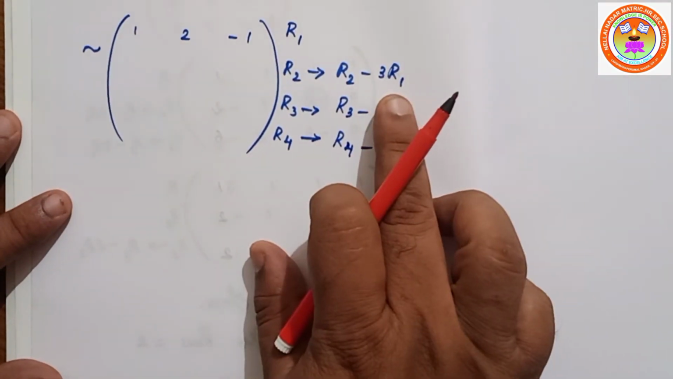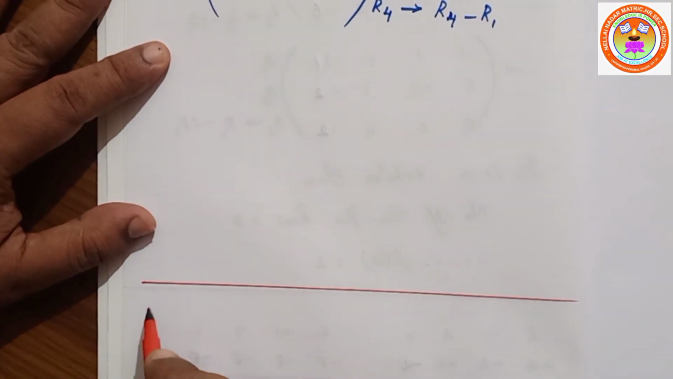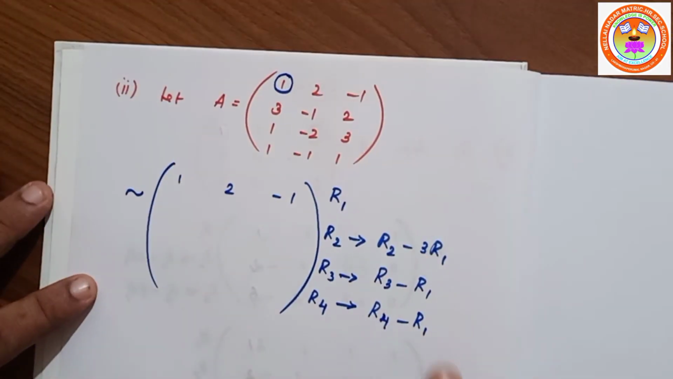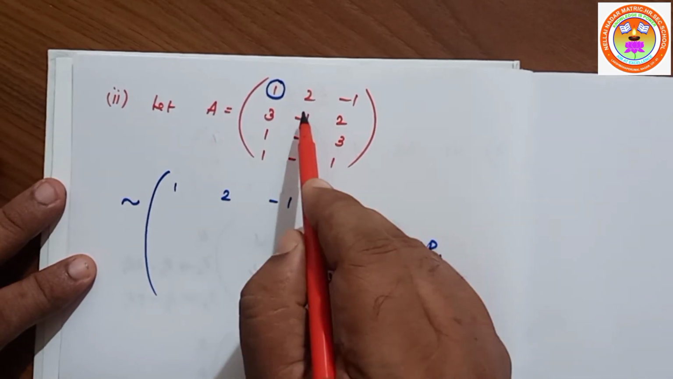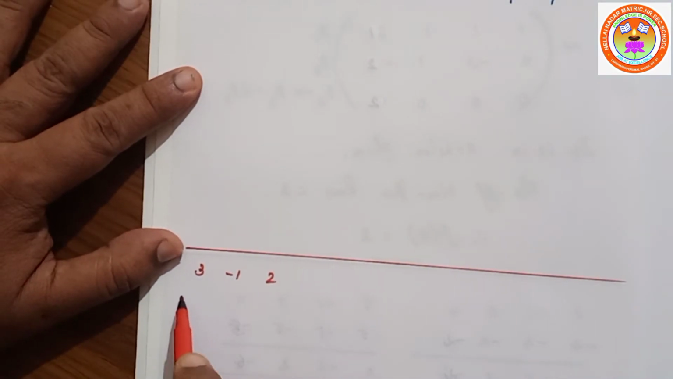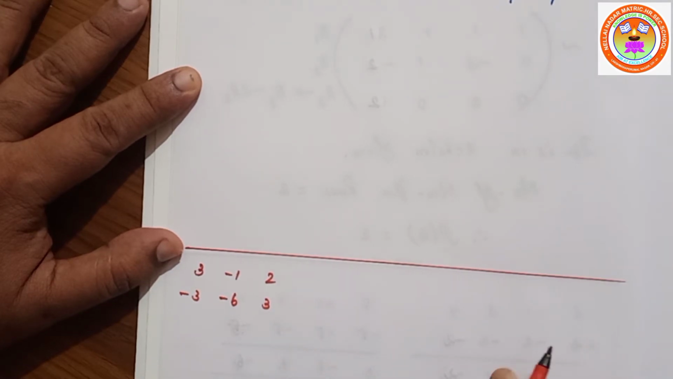R3 minus 3 R1. R3 here it is 3, minus 1, 2. Multiply R1 by minus 3. If you multiply R1 by minus 3, you will be getting minus 3, minus 6, plus 3. Okay. Now 3 minus 3 is 0.